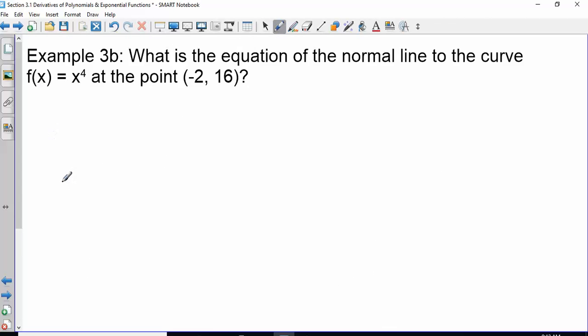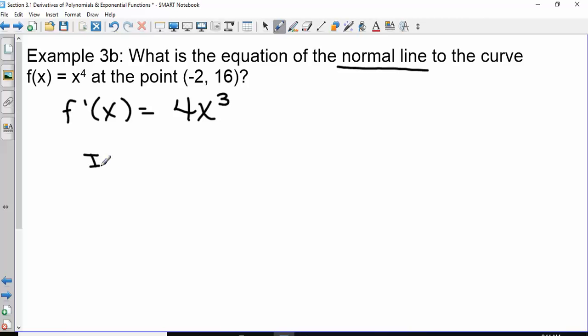So far so good? Why don't you guys try this one? So your derivative, exponent comes down, subtract 1 from the power, so you get 4x to the 3rd. We want the equation of the normal line. So first, we have to think about the tangent line.